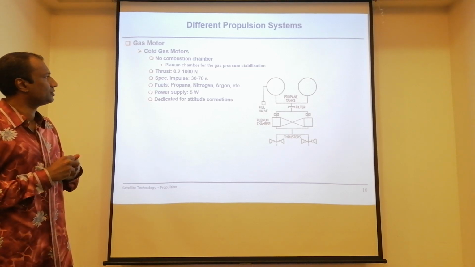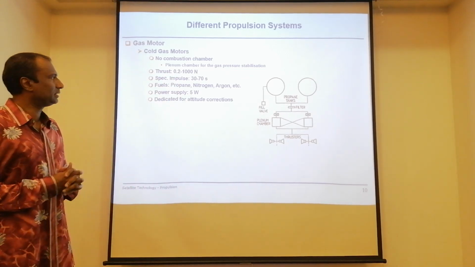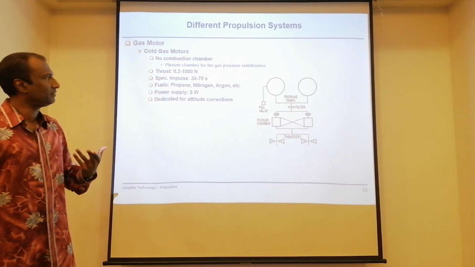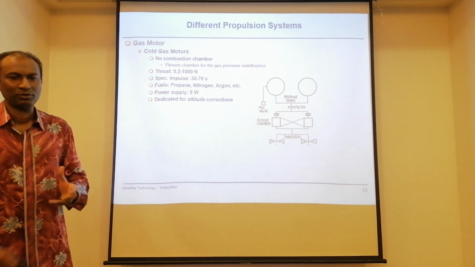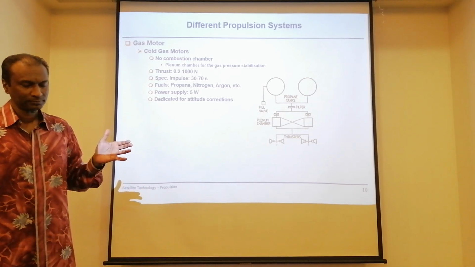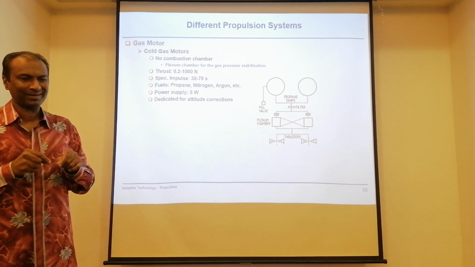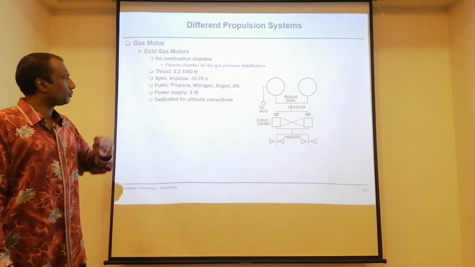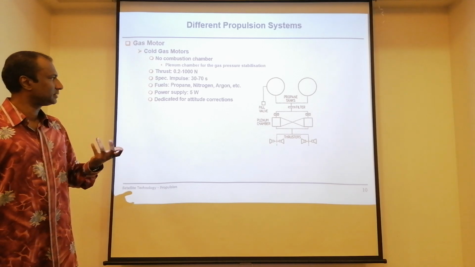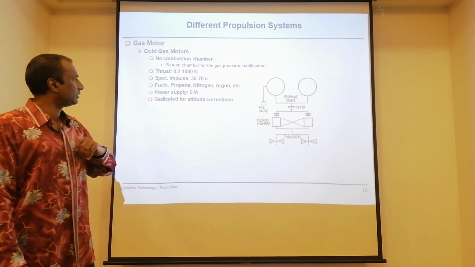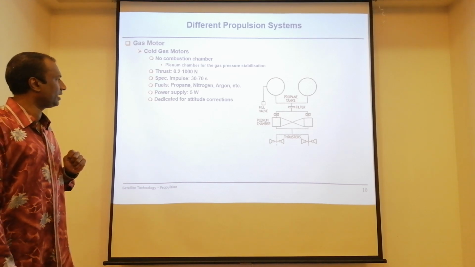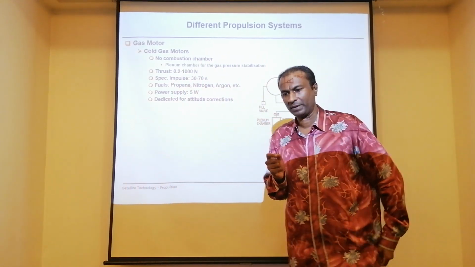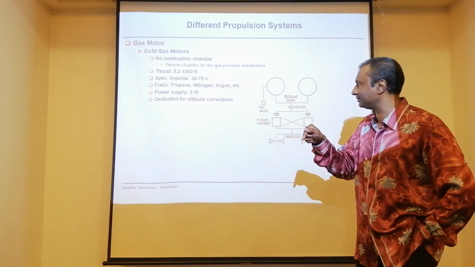Thrust is from as low as 0.1 up to about 1000 Newton, depending on the mission. Look at the specific impulse again, very important: 30 to 70 seconds. It's not too high, because we don't need a huge specific impulse to do an orbit correction. Normally these are very compact ones. Fuels are propane, nitrogen, argon gas, in gas form, and a power supply of 5 watts dedicated for active correction. So 5 watts means you need the actual electrical power in order to ignite.